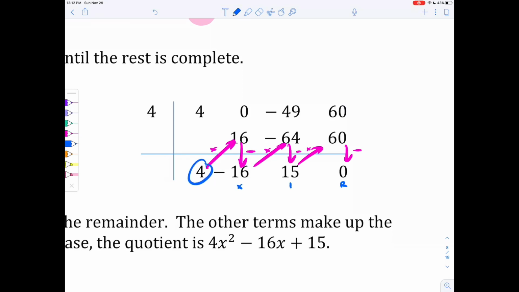And the next one over, we're just going ascending degree here, so it would be x squared. And by that, we get an answer of 4x squared minus 16x plus 15, with a remainder of 0, if you want to say that.